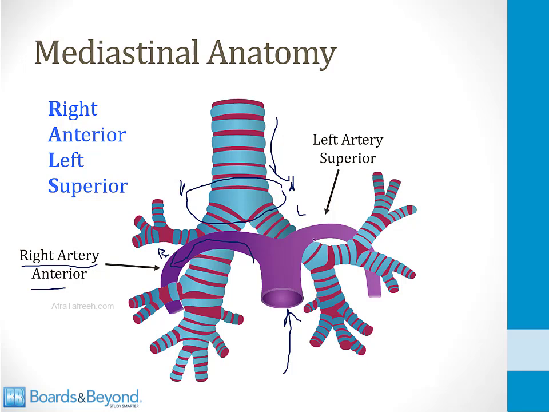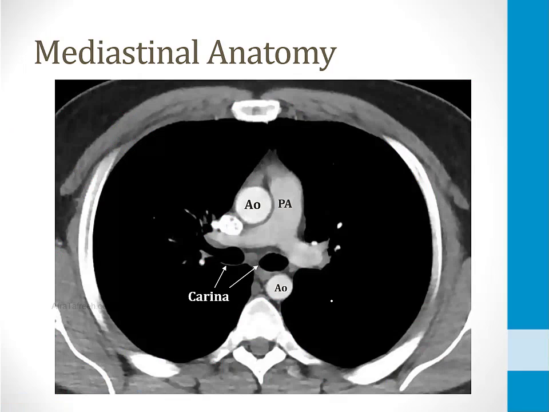On the left side, what happens is the pulmonary artery goes up over the top of the bronchus. It's superior to the bronchus. And people often remember this by the mnemonic RALS, right anterior, left superior. And on a board exam, they may show you this in a CAT scan, so let's go through that now.